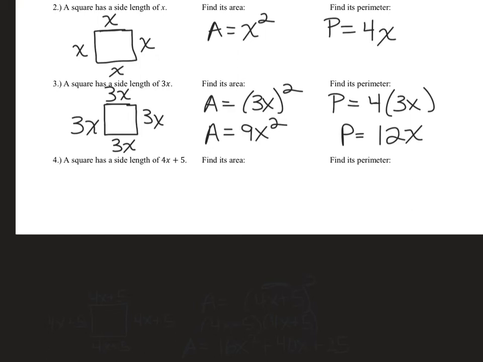Now the perimeter, you could just add all of your like terms together from your picture, or you could use the formula. So the formula is just 4 times 4x plus 5. You could still use 2 times the length plus 2 times the width, but because they're all the same, just multiplying it by 4 is faster. So here you would get 16x plus 20.